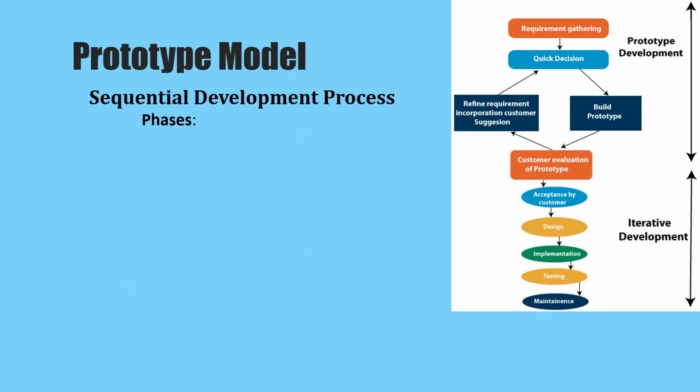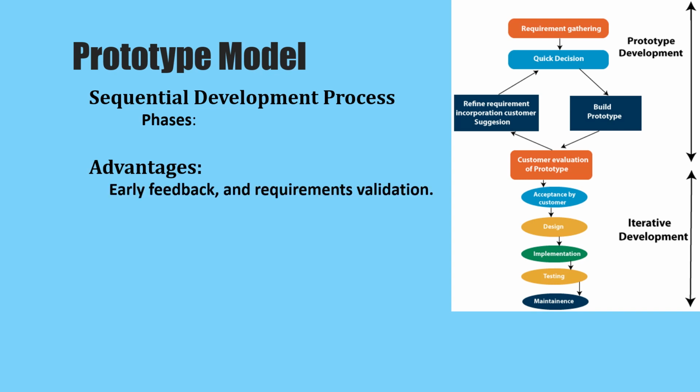Prototype model: sequential development process. The prototype model focuses on creating prototypes to gather feedback and refine requirements before full-scale development. Phases are requirements, design, prototype development, testing, deployment, and maintenance. Advantages: early feedback and requirement validation. Prototype allows stakeholders to visualize and interact with the preliminary version of the software, facilitating early feedback on requirements.